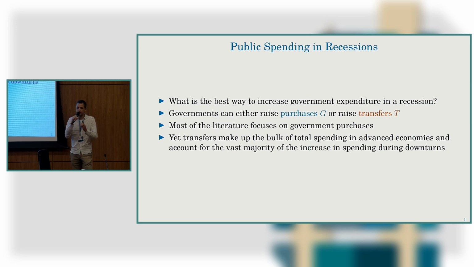And they can do this in two broad ways. They can increase purchases, so that's the big G, G in GDP, that's value added, or they can raise transfers, sending money to people, to firms, workers, whoever. Most of the literature focuses on government purchases. I mean, there are a lot of papers on transfers, but they're more recent.